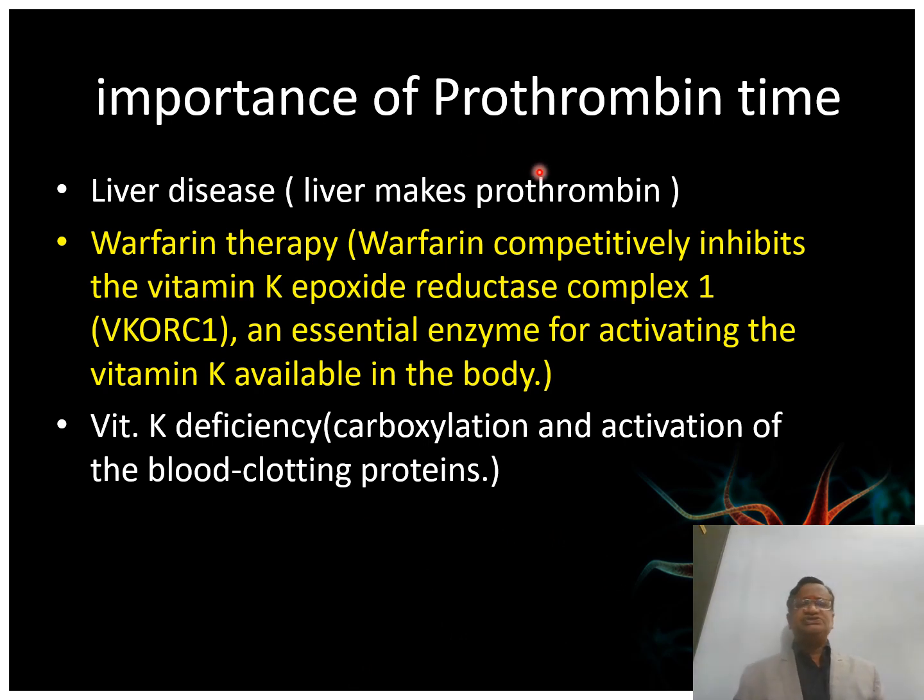Why do we need prothrombin time? Liver diseases, warfarin therapy, vitamin K deficiency. These are the three things. Liver diseases, because the liver makes prothrombin. Warfarin therapy: warfarin competitively inhibits VKORC1, an essential enzyme for activating vitamin K. Vitamin K deficiency can be due to some other diseases. Sepsis, especially any disease that causes DIC.